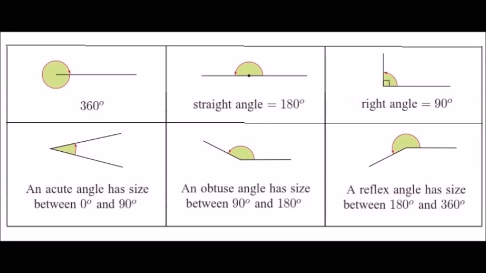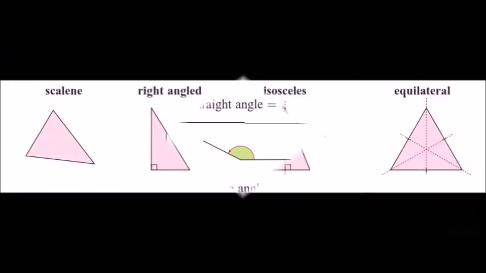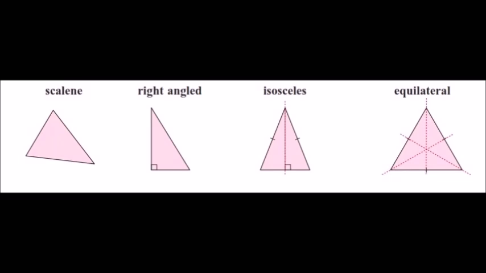Also, an acute angle has size between 0 and 90 degrees. An obtuse angle has size between 90 degrees and 180 degrees. And a reflex angle has size between 180 degrees and 360 degrees.